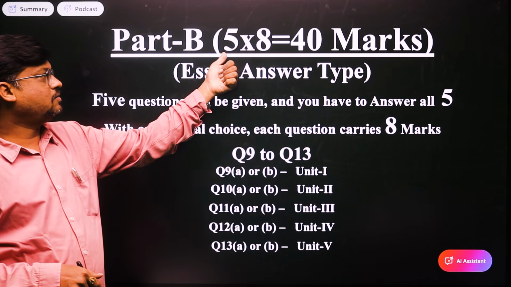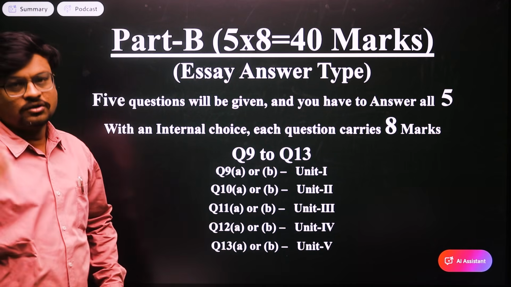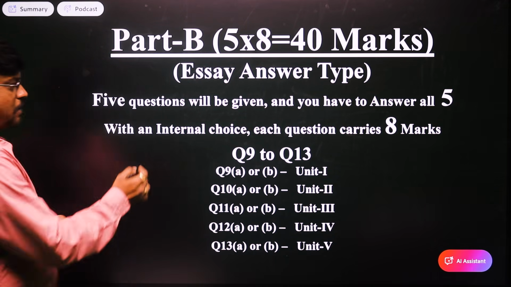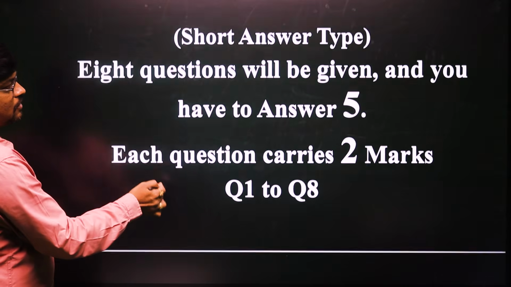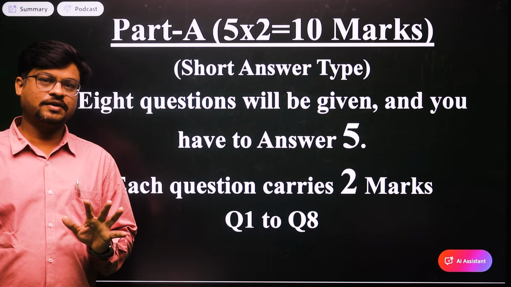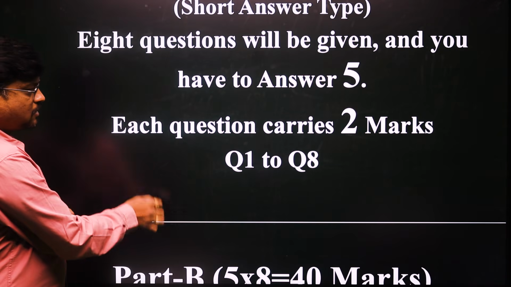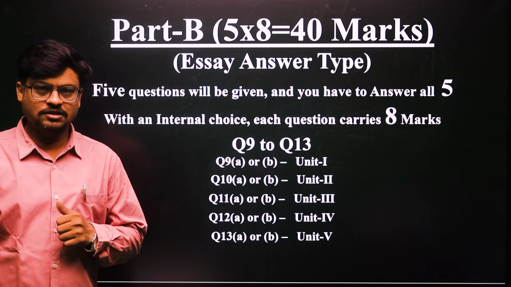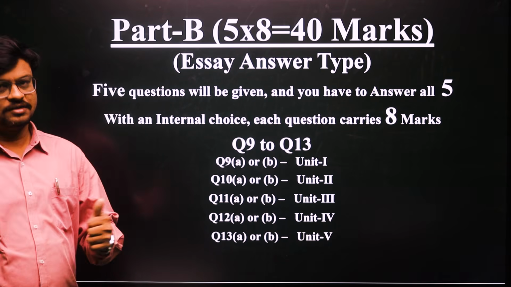So you need to write 5 questions, each carries 8 marks. So overall marks for your paper is how many, dear? 50. First, part A, you have 10 marks. You have 8 questions. Out of 8, you need to answer any 5, 5 into 2, 10. And part B consists of 40 marks, 5 questions, 5 into 8, 40 marks.